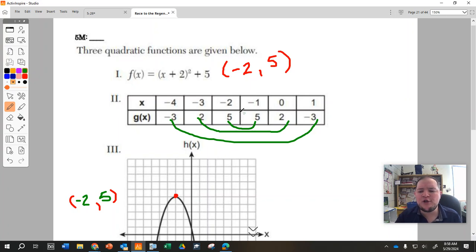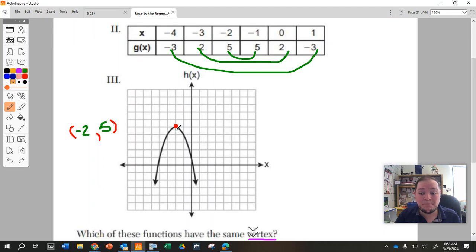People would say, well, Mr. K, look, 5 is in the middle, so it's got to be the vertex. No, it's not. Does 5 have a repeat? Does 5 have a twin? He does. That's not the vertex. The vertex does not have a twin. Look at the graph here. Does this have a second peak to it? No, there's only one top.